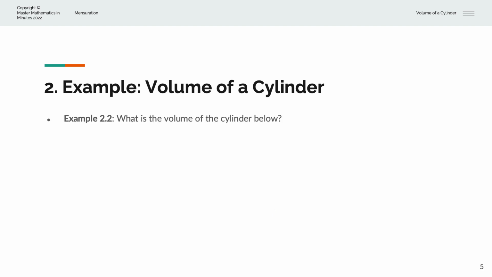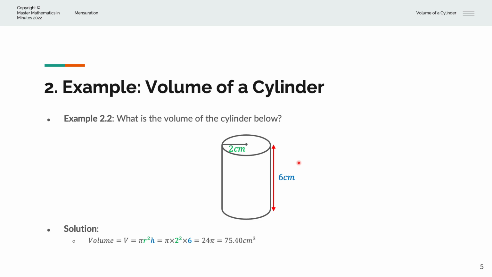In the second example, we're asked to calculate the volume of the cylinder below. We have a radius of 2 centimeters and a height of 6 centimeters. So the volume is given by V equals pi r squared h, and that equals pi multiplied by 2 squared, because we have a radius of 2, multiplied by the height, which is 6 centimeters. And that is 24 pi, and that equals 75.40 centimeters cubed.